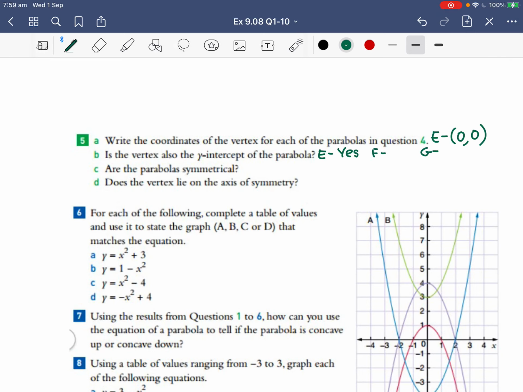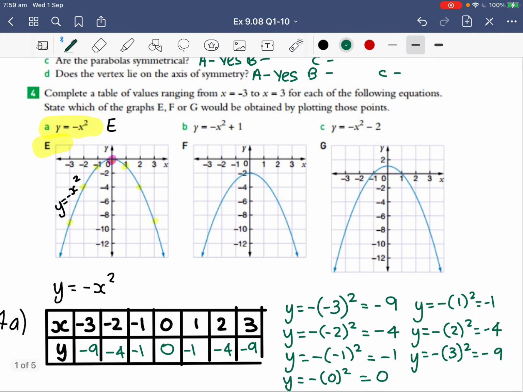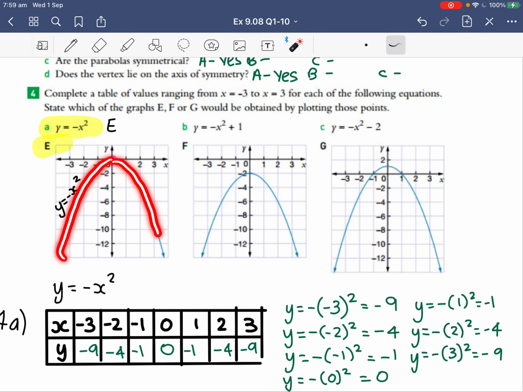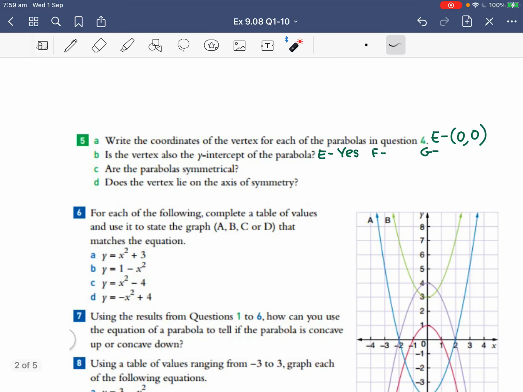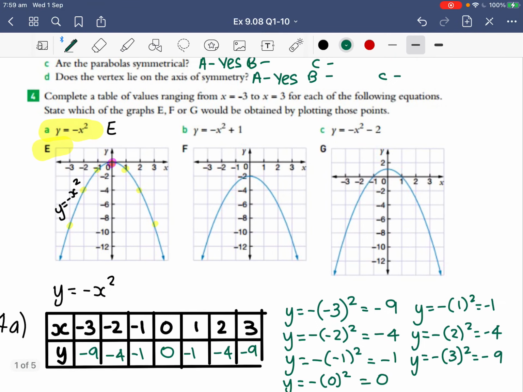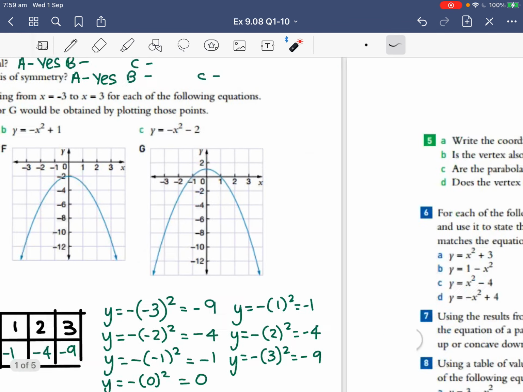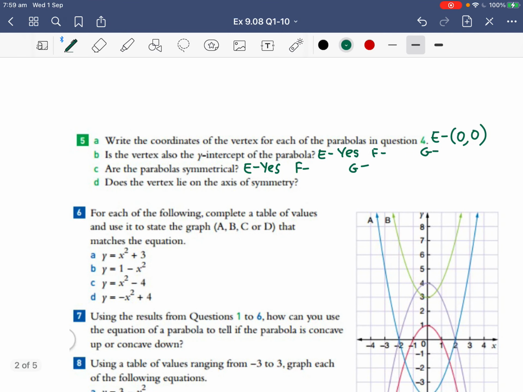Is the parabola symmetrical? If it's symmetrical, it means that if we were to fold this, it would go over this, which is the case. So E is yes. You do the answers for F and G. And does the vertex lie on the axis of symmetry? Our vertex here does in fact lie on our axis of symmetry, because our axis of symmetry is the y-axis in this case. So our answer for E is also yes.